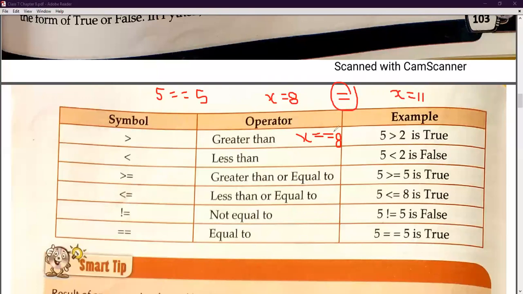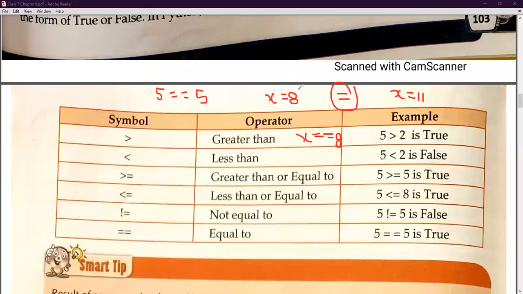Then it will return me false. So what is the summary? What is the concept? What is the phenomenon? The phenomenon is that if you are using two equals to signs, then it will compare. But if you are using one equals to sign, then it will only store the value. Hope I am clear to you.